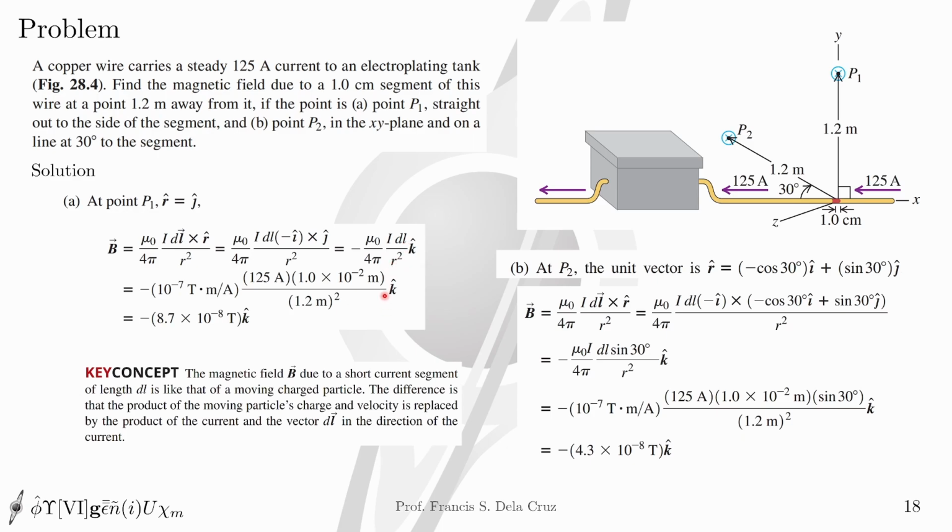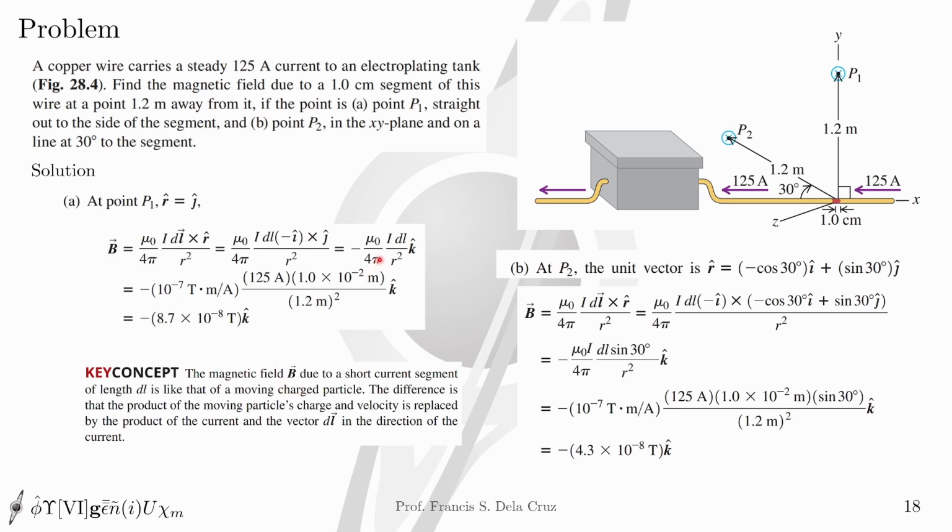You substitute all of the values, okay? So your mu naught over 4 pi would be equal to this. You can use your calculator to verify this. And then times 125 amperes times 1.0 times 10 raised to negative 2 meters, divided by the separation distance from the segment to the point, which is 1.2 meters, squared, k hat. So you can see that the magnetic field is directed towards the negative z axis, the axis which is into the plane, with a magnitude of 8.7 times 10 raised to negative 8 Tesla. So that's for point 1.